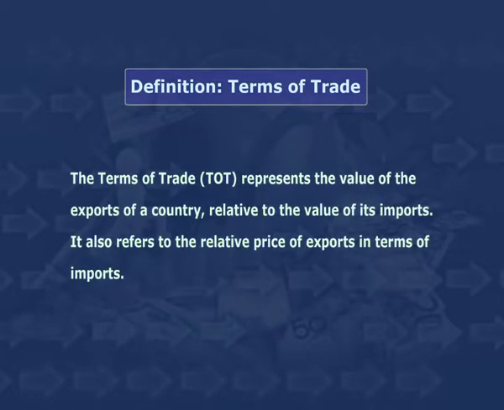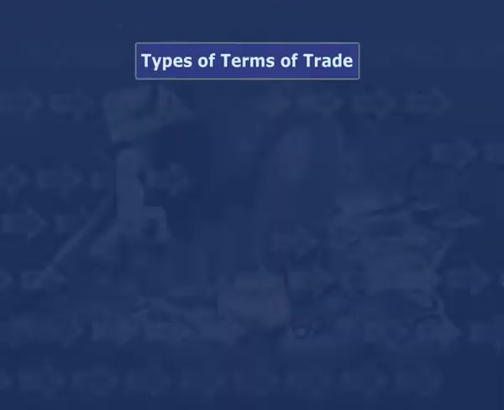Terms of trade represents the value of the exports of a country relative to the value of its imports. It also refers to the relative price of exports in terms of imports. It can also be defined as the ratio of export prices to import prices. In other words, we can say that the amount of import goods a nation can purchase per unit of export goods. Types of terms of trade.